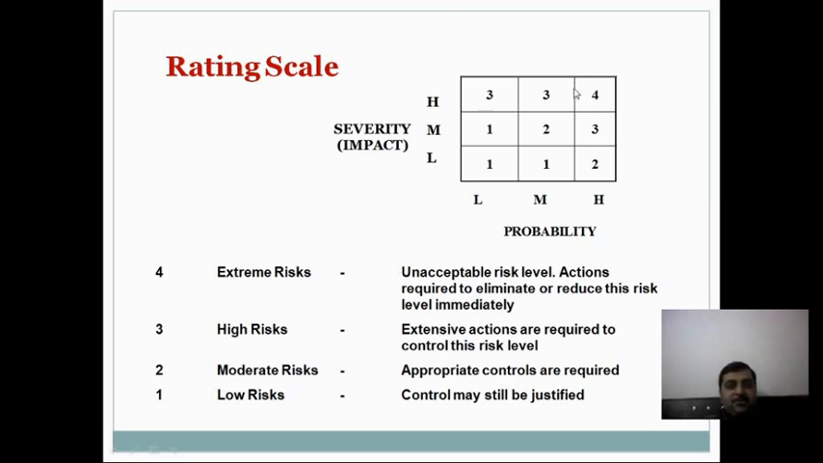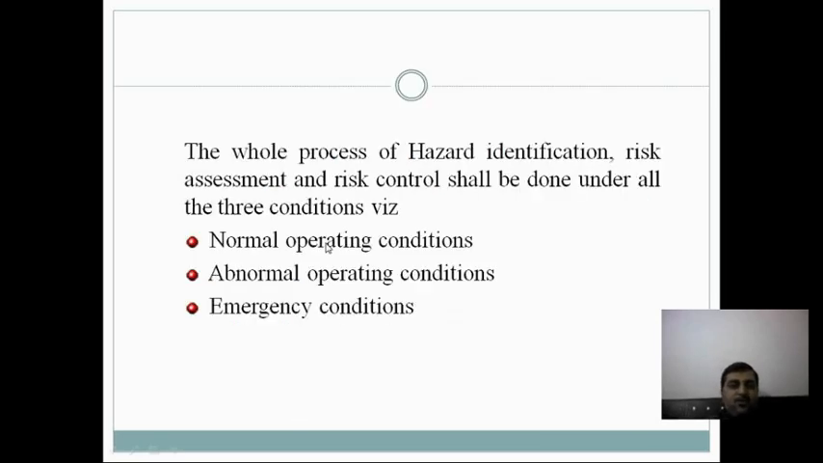So that sums up our story on how we do a risk assessment, looking at a hazard, looking at its impact and probability, and rating on a scale to see what can be done. So the whole process of hazard identification and risk assessment control goes in 3 ways. One is normal operating condition, another is abnormal operating conditions, and the third is emergency conditions. We'll go on to the details of HAZOP analysis, that is, a hazard and operability study, where we look at these 3 in further detail.